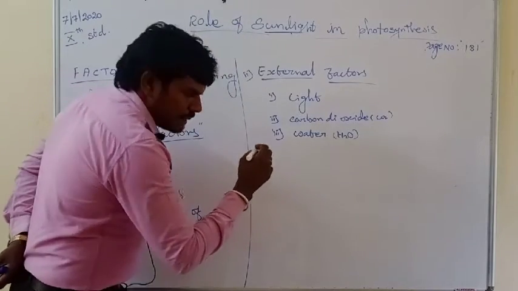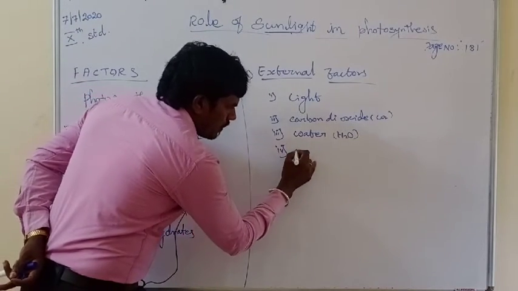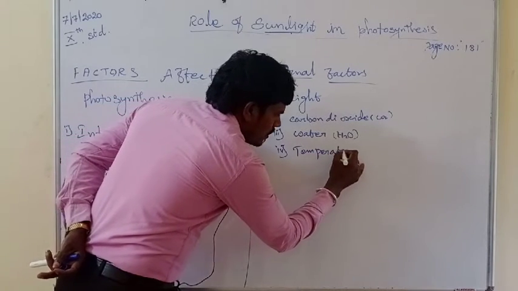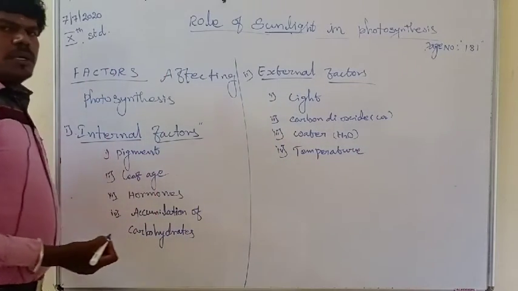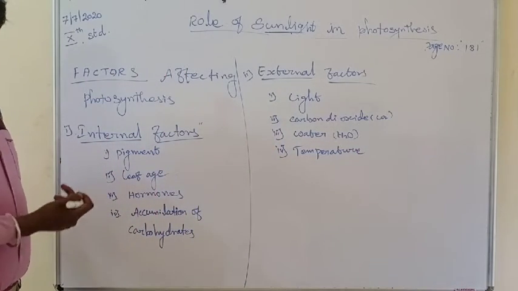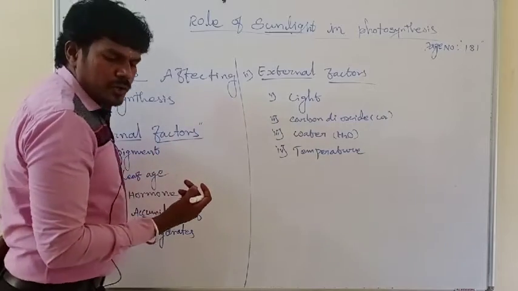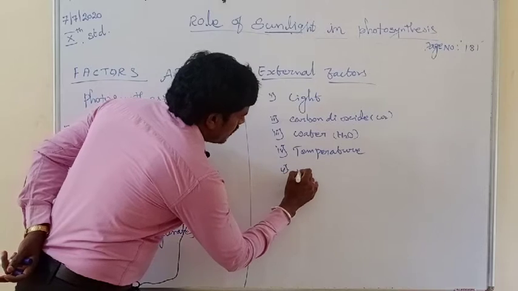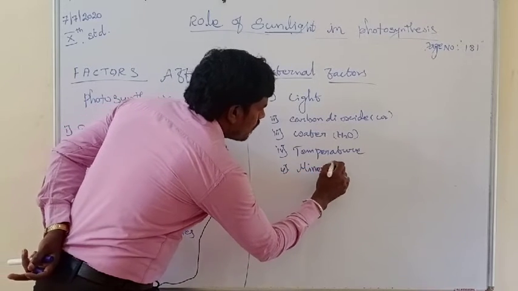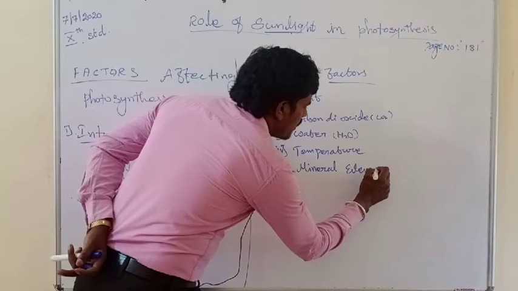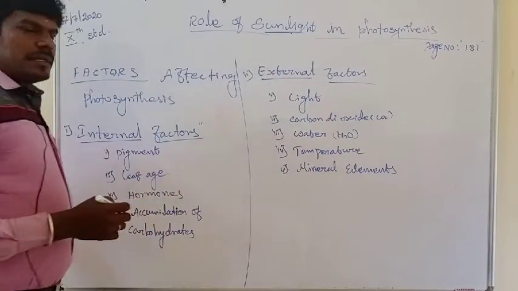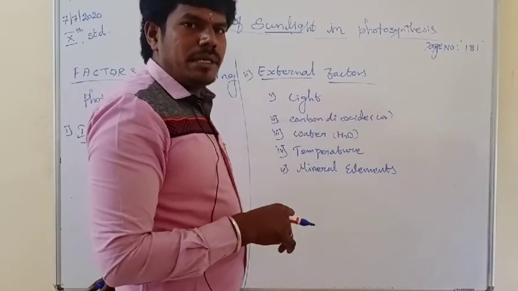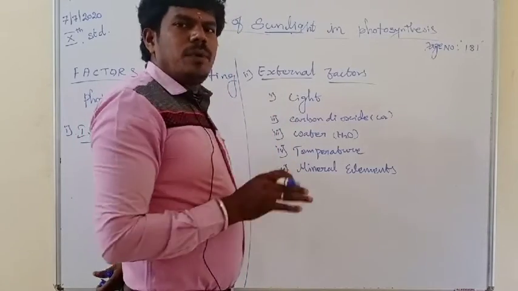And then temperature. If the temperature is not suitable, for example too chilly, photosynthesis is absent. And then mineral elements. Some minerals, for example the chlorophyll itself contains magnesium. Like that, if any mineral is absent, it also affects photosynthesis.